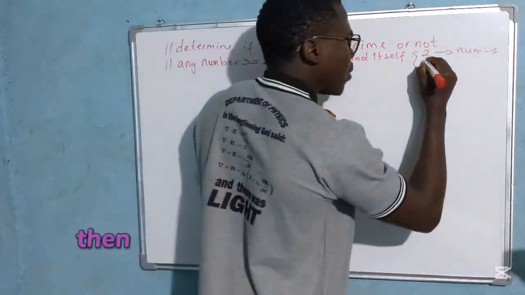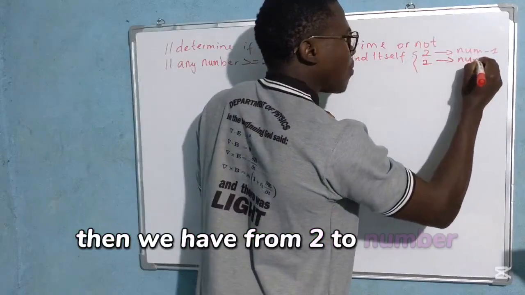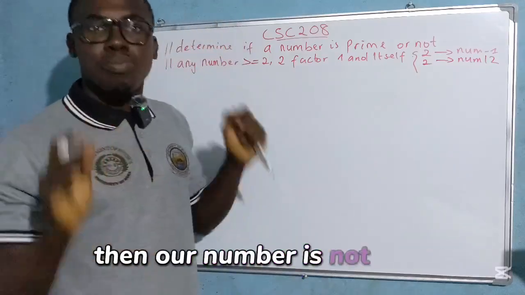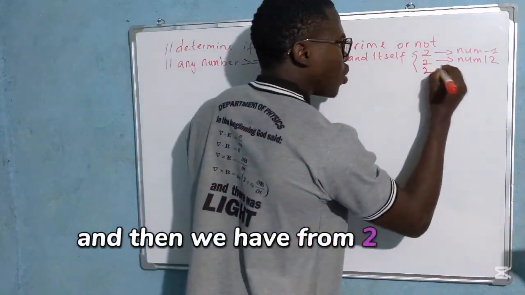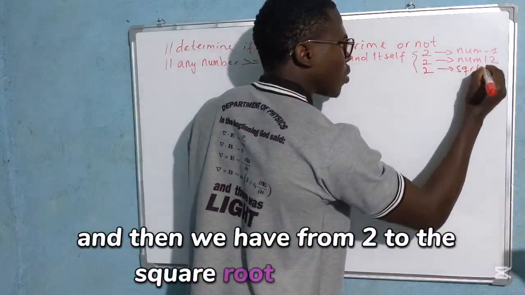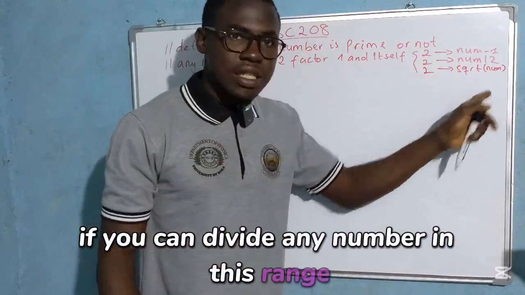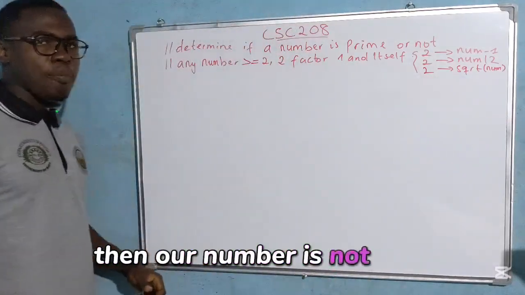Then we have from 2 to number divided by 2. If we can divide any number in this range, then our number is not prime. And then we have from 2 to the square root of num. If we can divide any number in this range, then our number is not prime.